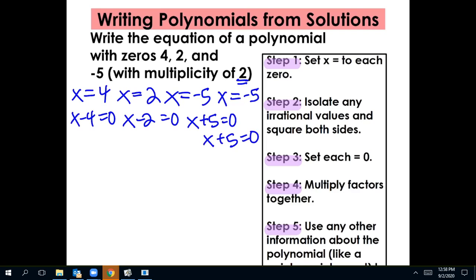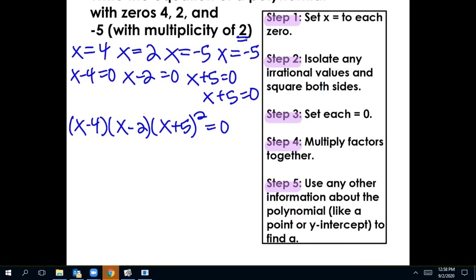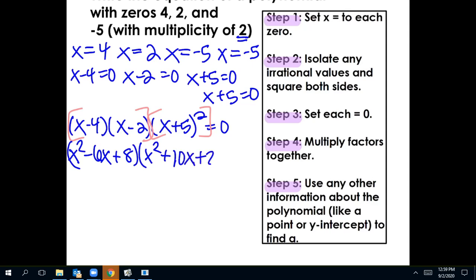Next step, multiply the factors together. So these are all the factors. Now we want to write them as a product. And I'm going to write x plus 5 squared, so it looks like how we saw it in the first couple of days. And when we're multiplying them together, we have to really finish multiplying them. And so I like to always do the first 2 and then the last, and I'll do them together. So that's going to be x squared minus 6x plus 8 multiplied by x squared plus 10x plus 25.